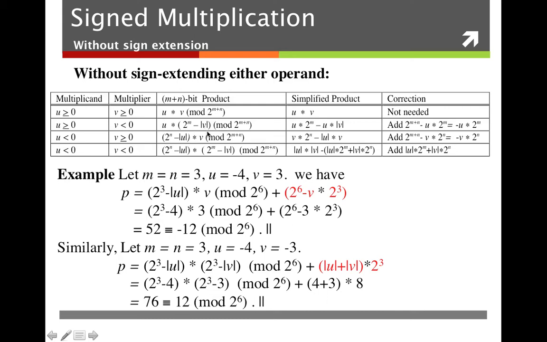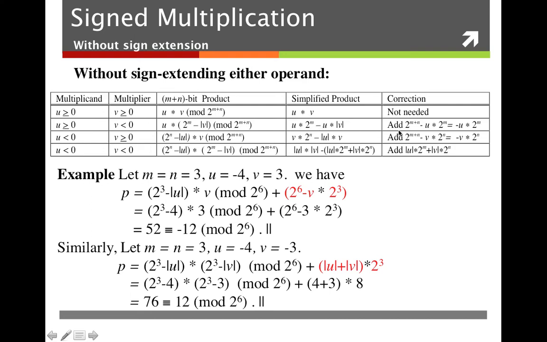Now instead of having that, we basically get this expression here, because if you just multiply this out, that's the first term here, and the second term is this times this. Now that is going to have to be converted into, like I said, 2 to the m plus n minus u times v. And for that to happen, we need to add to this term here, which is 2 to the m plus n minus u times 2 to the m. So this minus u times 2 to the m will cancel with this, and then this will of course be added in, so you get the correct form.